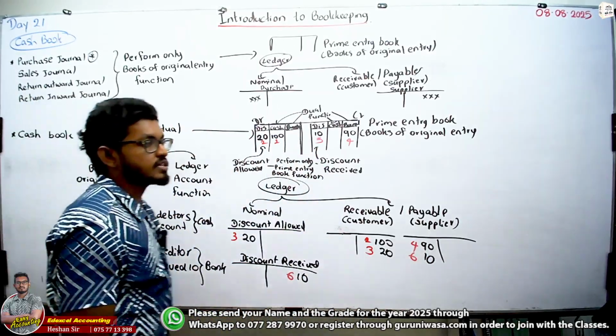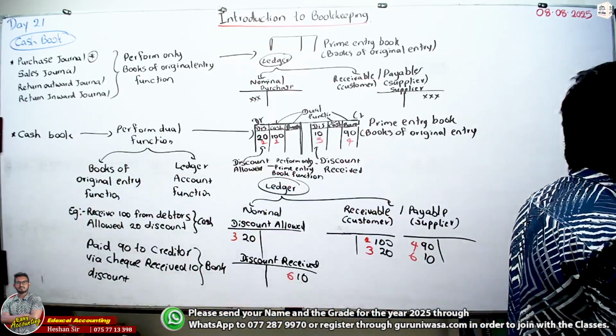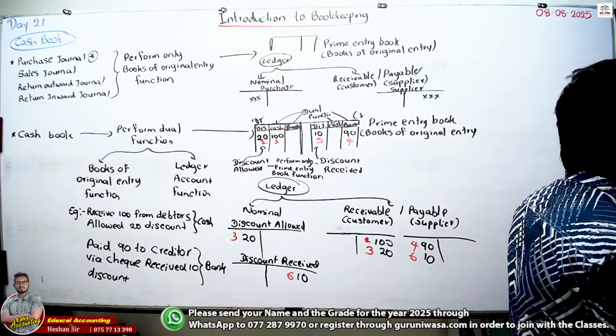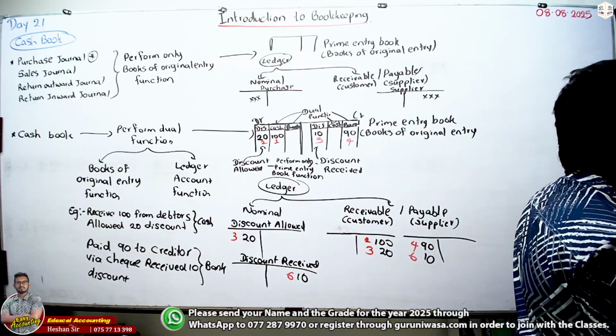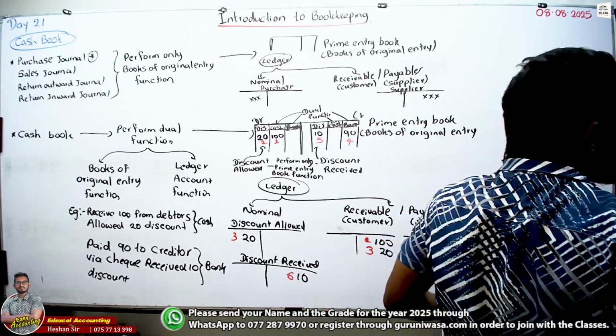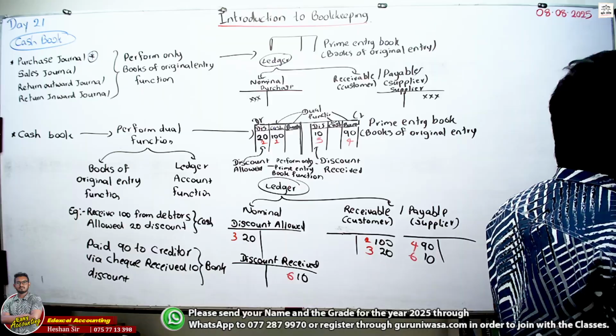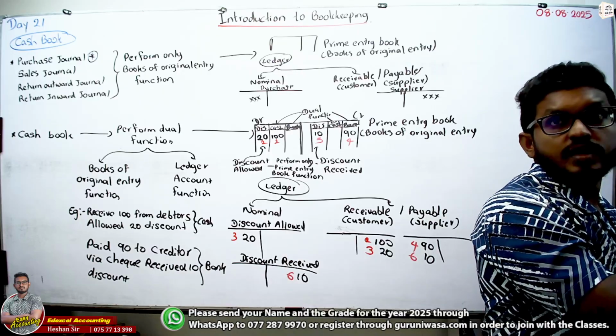Is it clear to you? Send me a thumbs up. Understand? Can you hear me? Just remember, discount columns are not performing the dual function. Okay, write it and raise your hand. Now we can go to the work.